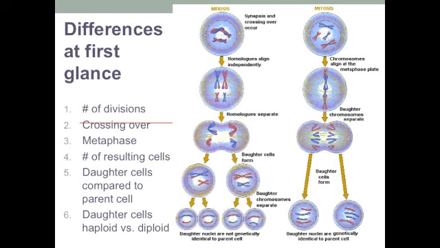So during metaphase 1 of meiosis, the double-stranded chromosomes are going to line up in pairs. So humans have 23 pairs of homologous chromosomes, meaning the same chromosomes, and they're going to line up next to each other. Whereas in mitosis, all of the 46 chromosomes line up in a single line in metaphase.